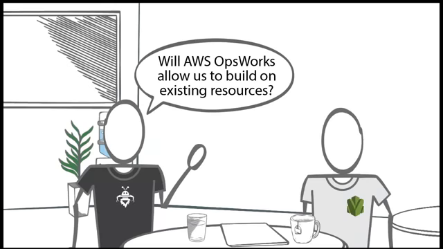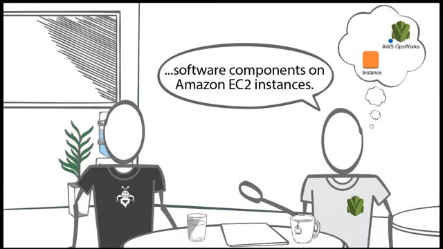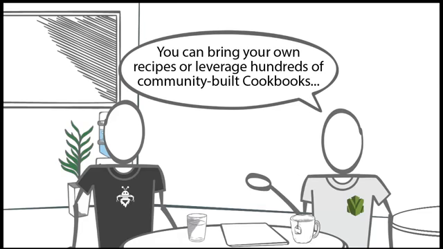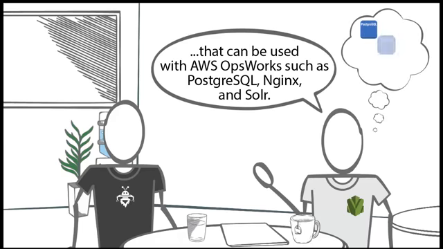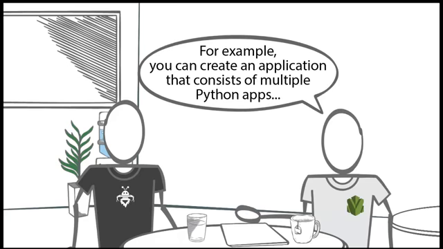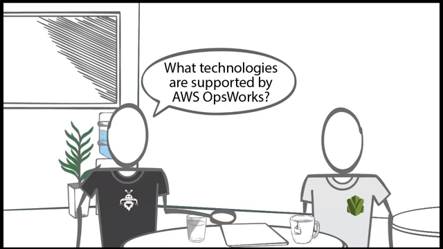Will AWS OpsWorks allow us to build on existing resources? AWS OpsWorks uses Chef recipes to deploy and configure software components on Amazon EC2 instances. You can bring your own recipes or leverage hundreds of community-built cookbooks that can be used with AWS OpsWorks, such as PostgreSQL, Nginx, and Solr. For example, you can create an application that consists of multiple Python apps installed on Django, connected to a CouchDB database.